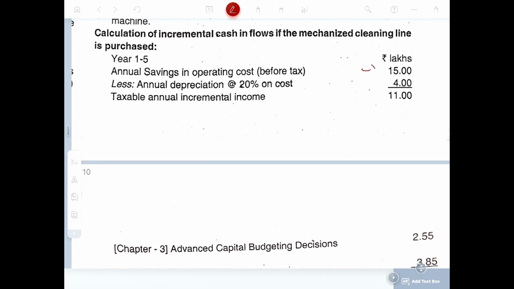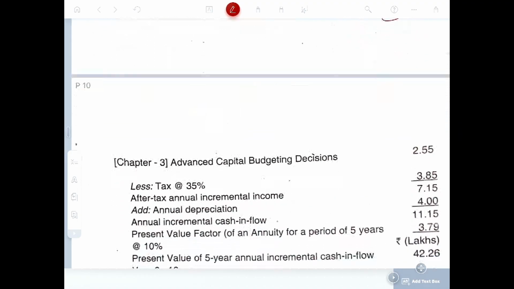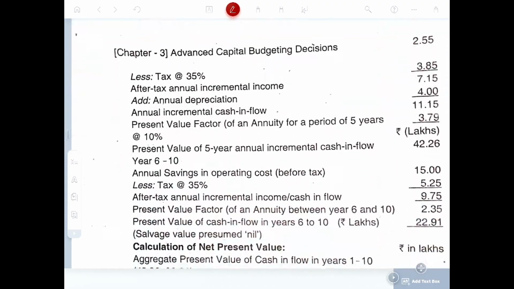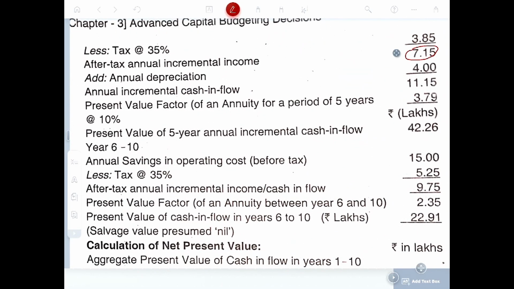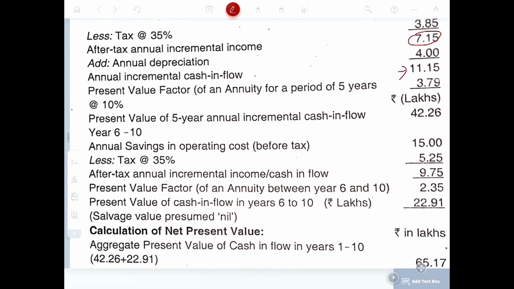Annual savings in operation 15 lakhs, less the depreciation 20 percentage. Taxable incremental value 11 lakhs. Depreciation at 11 lakhs in 30 percentage. After total annual increment 7 lakhs. After annual depreciation 4 lakhs, 11.19. Present value factor at 5 years at 10% is 3.79. Net value is 3.7 lakhs.